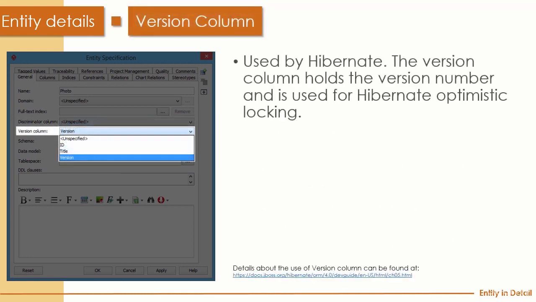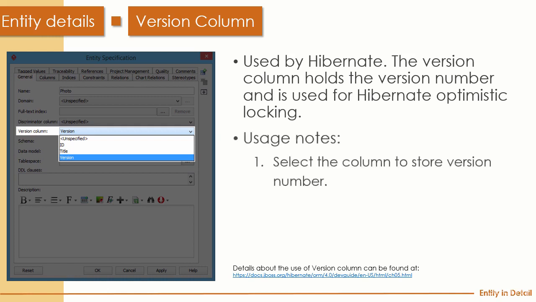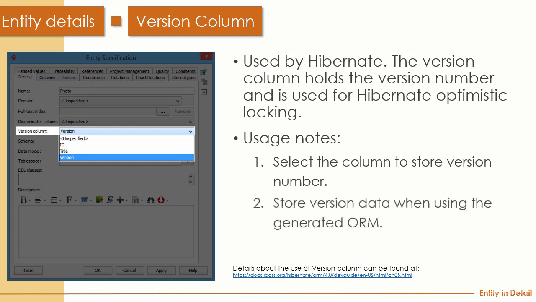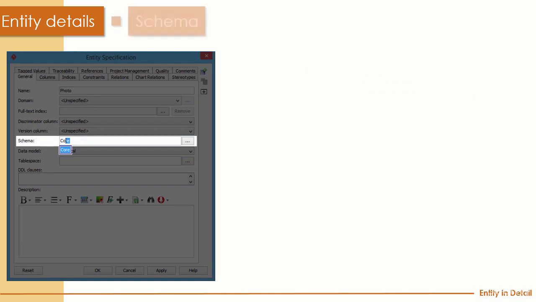Version column. The version column is also used exclusively for Hibernate. It is used to hold the version number. It is a number value for Hibernate to do the locking. If you load it in different threads and you write it, to avoid overwriting each other, it is used for the locking. And the usage is simple. You just select the column to store the version number and then store the version data when you generate the ORM. And again, Hibernate will help you to do this.